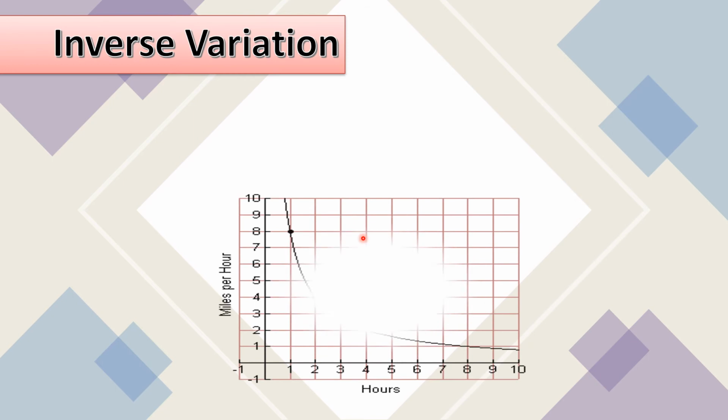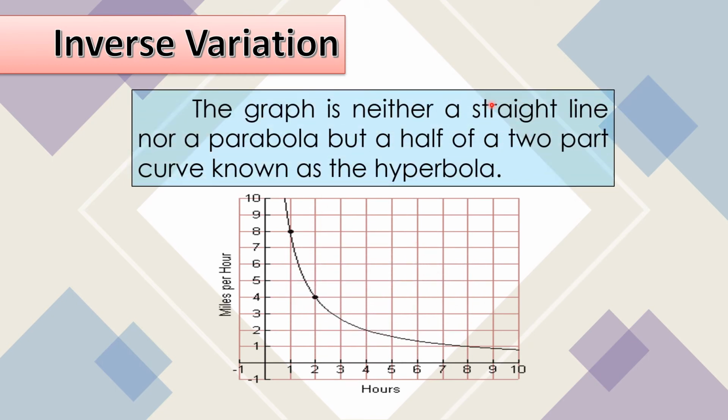Okay, ito naman yung graph ng inverse variation. Hindi siya straight line, hindi siya parabola, but half of a two-part curve known as hyperbola. Ganitong itsura ng kanyang graph. Pababa, pa-curve. Kapag mababa yung value dito ng oras, mabilis siya magpatakbo. Then kapag nandito na siya, matagal yung kanyang oras, ibig sabihin mababa yung kanyang takbo, yung kanyang speed. Basta ganito yung kanyang graph, hyperbola.